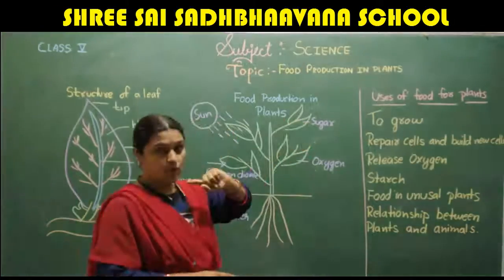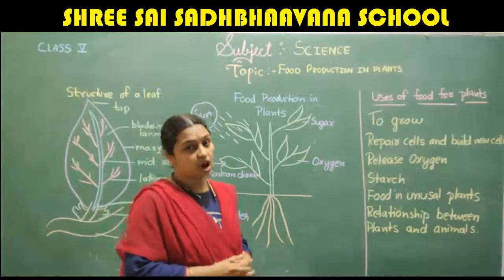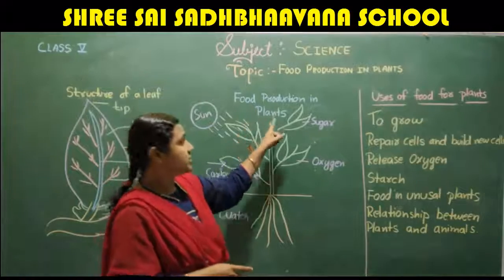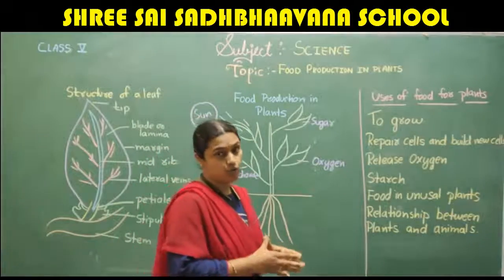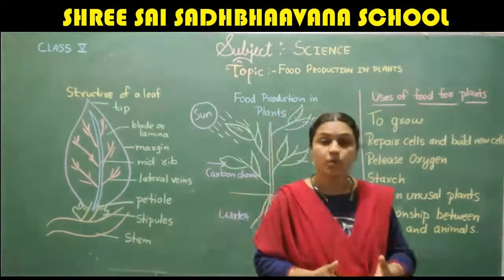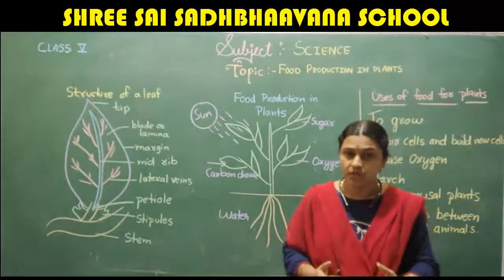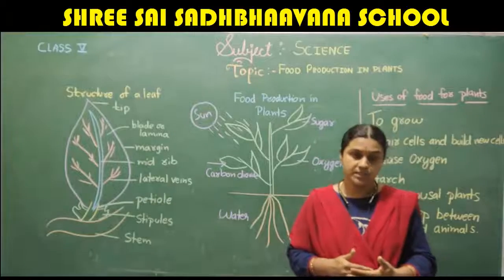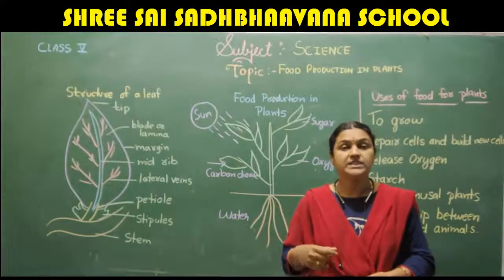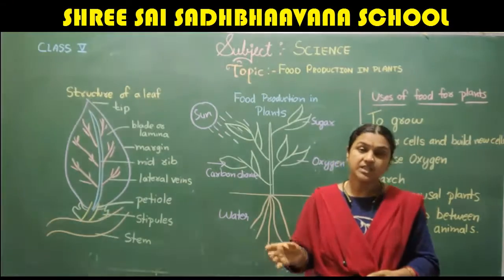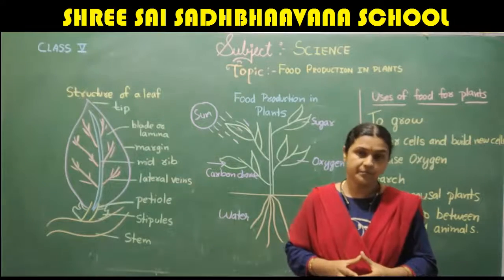Okay, children, there is one more thing to be understood, that the food production in plants is called photosynthesis. What do you mean by photosynthesis? The preparation of food is called photosynthesis. Photo means sunlight, synthesis means to prepare.